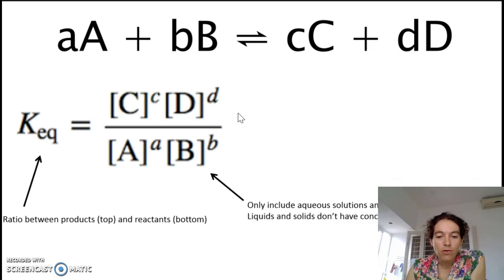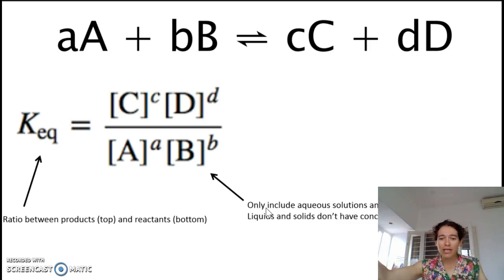The one thing to note is that on both the top and the bottom, you only include aqueous solutions and gases. You don't include liquids, you don't include solids, because they don't have concentrations. Their concentration is moles per volume. And I mean, I guess they have a concentration, but it's extremely high, and it would mess up our reaction.